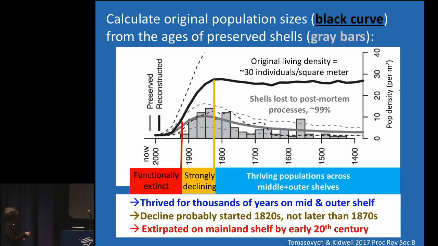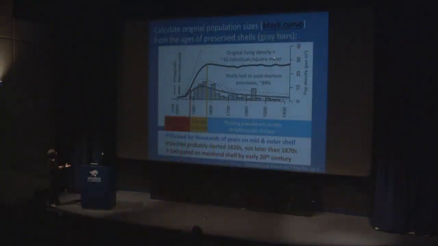And so we reconstruct that the original living density of brachiopods on the continental shelf was around 30 individuals per square meter. And it was fairly constant at that level up until the early 1800s, when those populations went into decline, to now only find the last living brachiopod died in around 1910. And since we produced this graph in this paper in 2017, we have dated an additional 80 brachiopod shells. And we now have a shell, an individual who died in 1940.